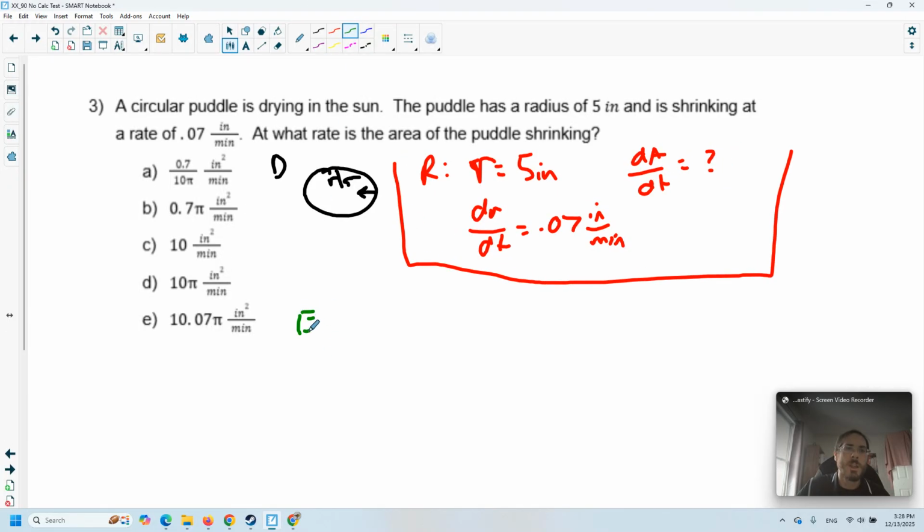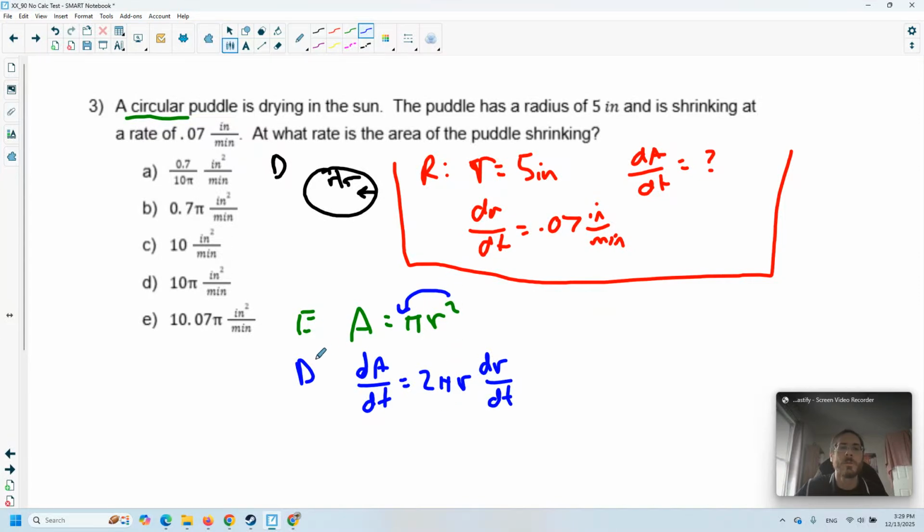The equation, since we have a circular puddle, is going to be the area of a circle, which is a good old pi r squared. If we take our derivative, that means that dA/dt is equal to 2 pi r dr/dt. Again, power rule, I'm just bringing the 2 out front.